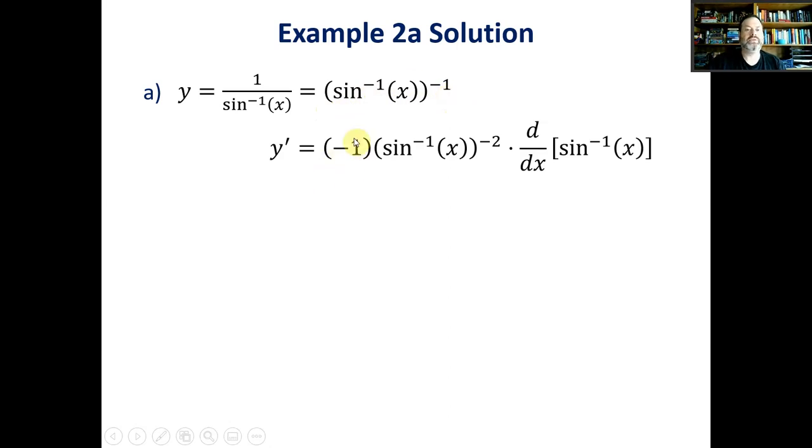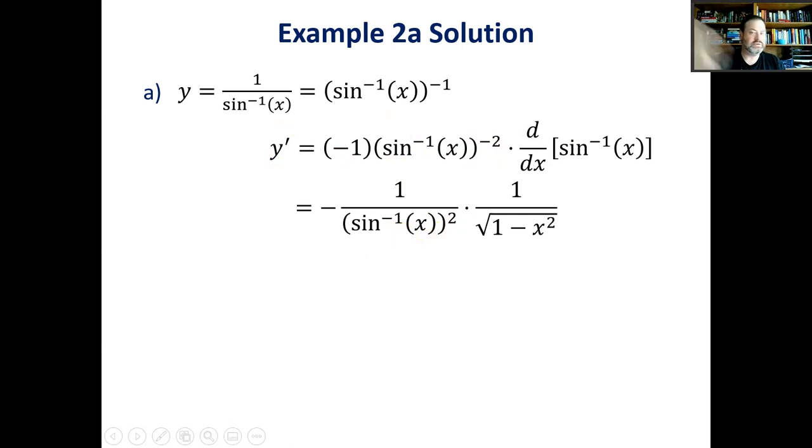So y prime, bring the power down, lower the power by 1, times the derivative of the inside. This simplifies real nice, right? This is just -1 over arcsine squared. You cannot simplify that as sine to the minus 2. You are not allowed to do that. It has to stay like this.